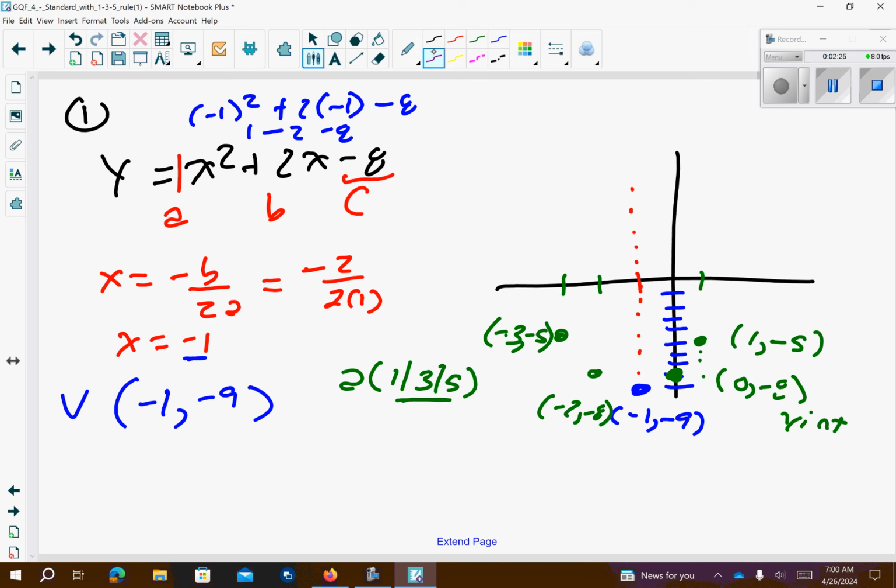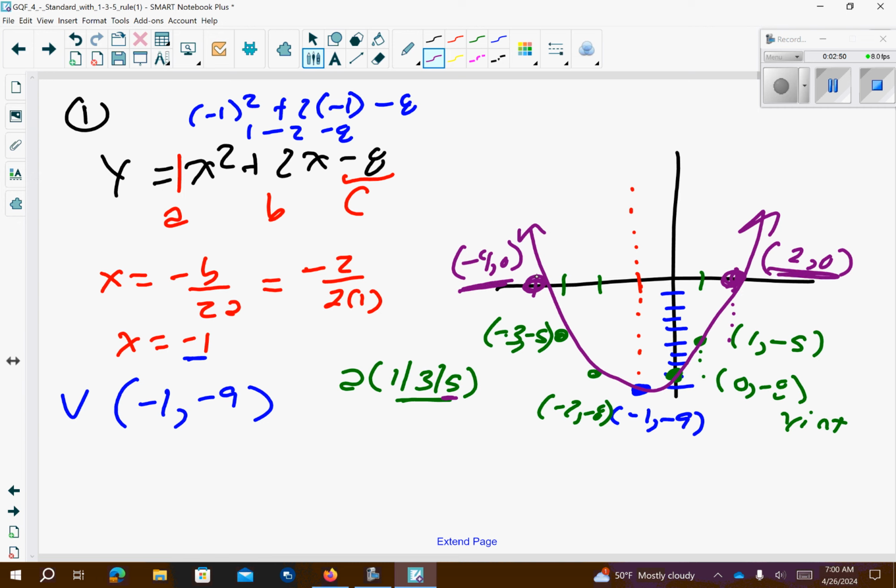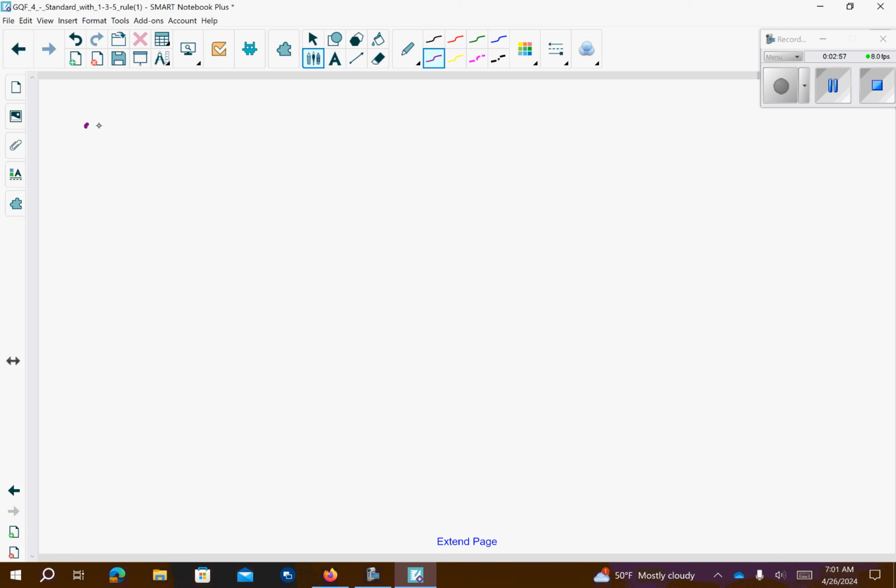If we go up one more, watch what's going to happen because we're going to go with the 5. So if I go right 1, up 5, 1, 2, 3, 4, 5, and left 1, up 5, it takes us right to these points. So that's 2, 0 and negative 4, 0. And so here's our parabola. We got everything listed. These are the x-intercepts. Here's the y-intercept. Vertex, axis of symmetry.